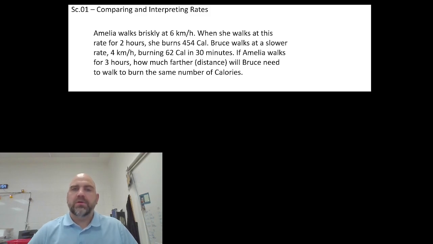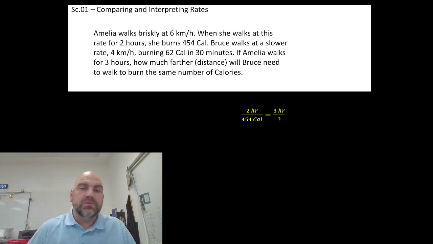We're given lots of stuff for Amelia. Okay, we know the 3 hours, we know how much she burns in 2 hours. We can solve for how many calories she is going to burn in 3 hours, and that will then help us figure out how many calories Bruce needs to burn, and then we can work through that. So I'm going to set up a little ratio here like this, which has the one rate that I know, 2 hours is 454 calories, and the second rate I need to figure out, and that is how many calories in 3 hours. I use a cross multiply and divide method.